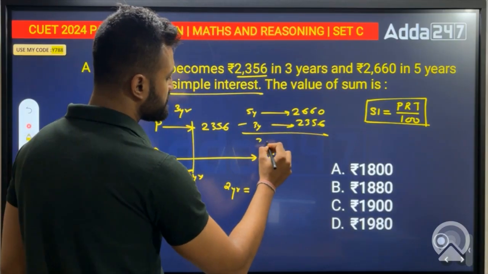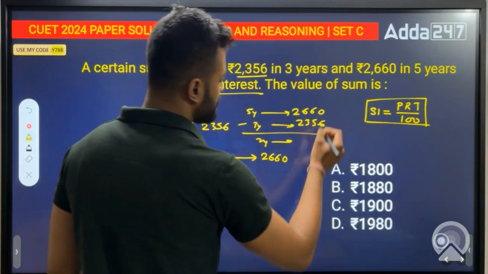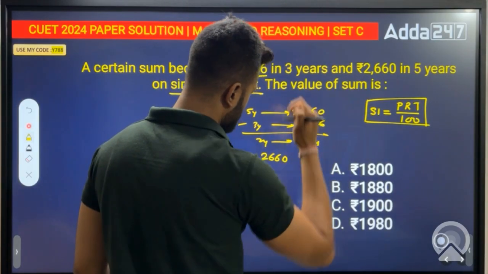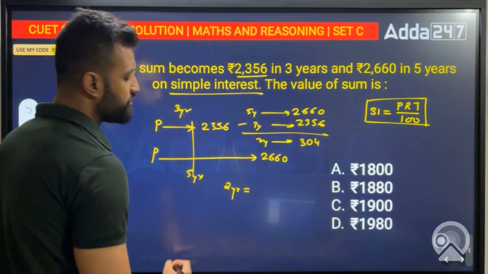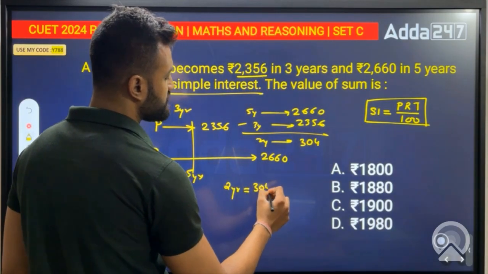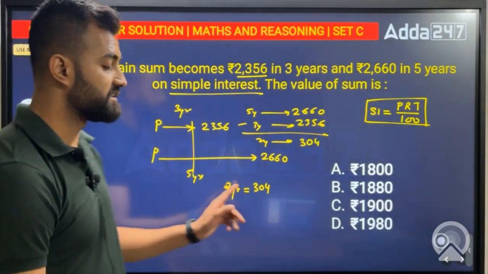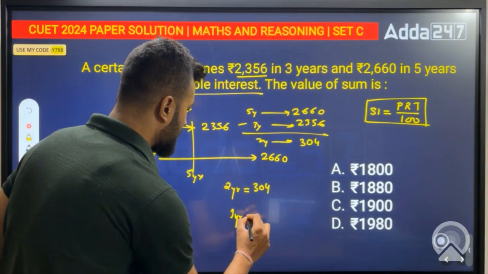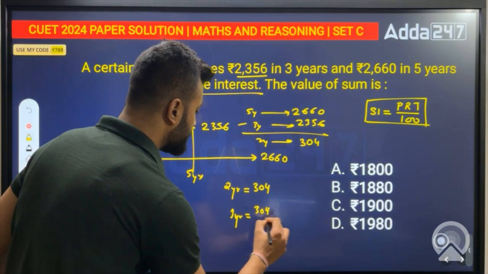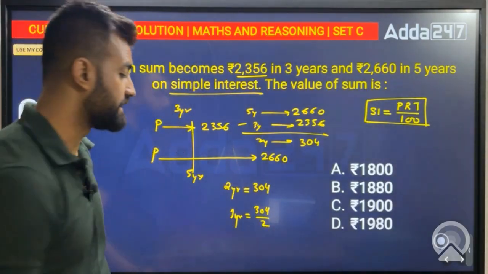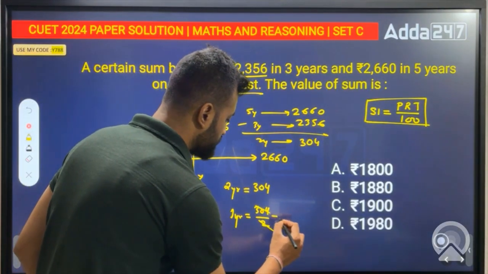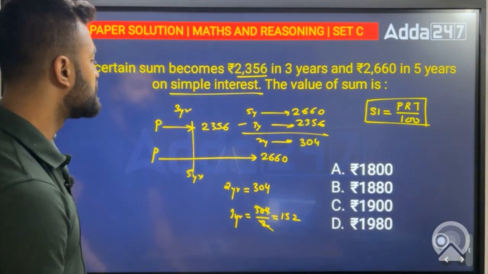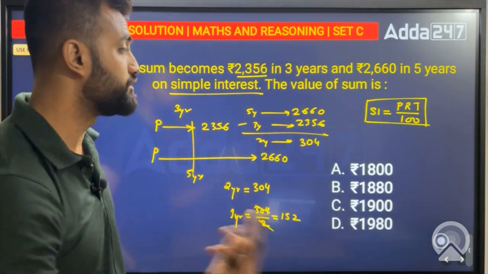So in 2 years, how much interest will I be getting? It would be 304 rupees in 2 years. So in 1 year, how much interest? In 1 year, I will be getting 304 divided by 2 rupees. How much is coming? 152 rupees. So in 1 year, I am getting 152 as the interest.